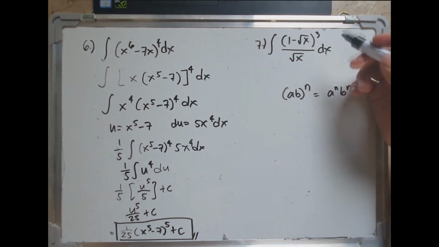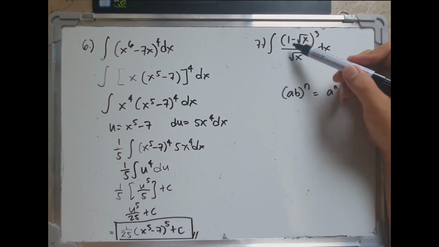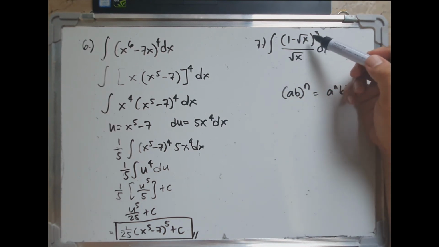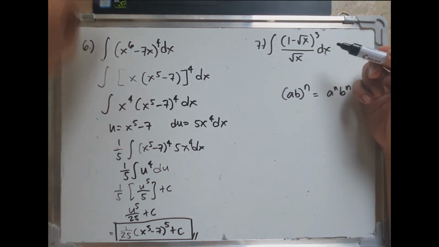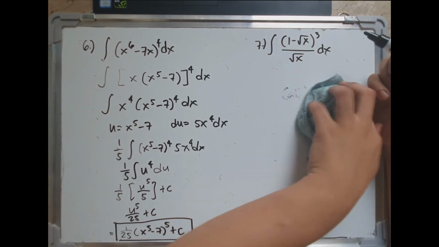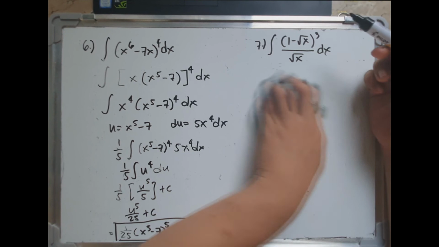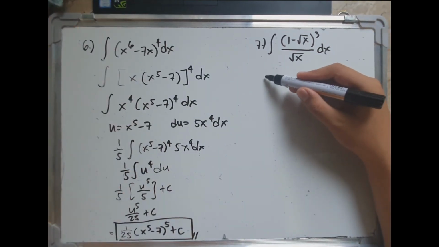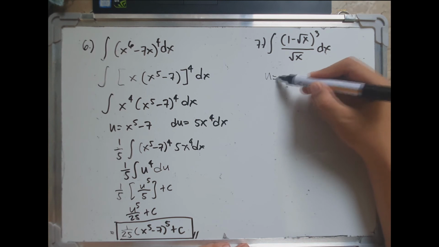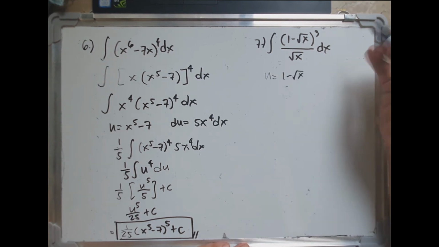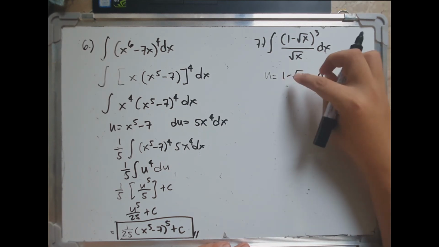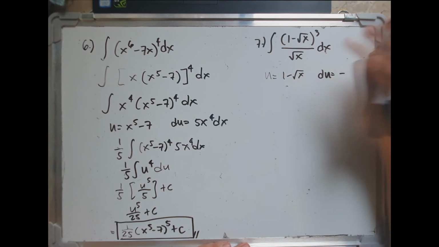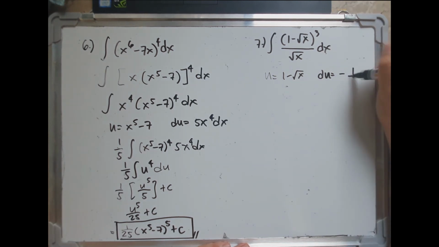Now for number 7. The integral of the quantity 1 minus square root of x, quantity raised to the power of 3, whole over with the square root of x dx. Now, obviously, we will be selecting 1 minus square root of x as our u. So if we choose this one as the u, 1 minus square root of x, the derivative of our u: the derivative of 1 is 0 minus the derivative of square root of x, that is 1 over 2 square root of x dx.